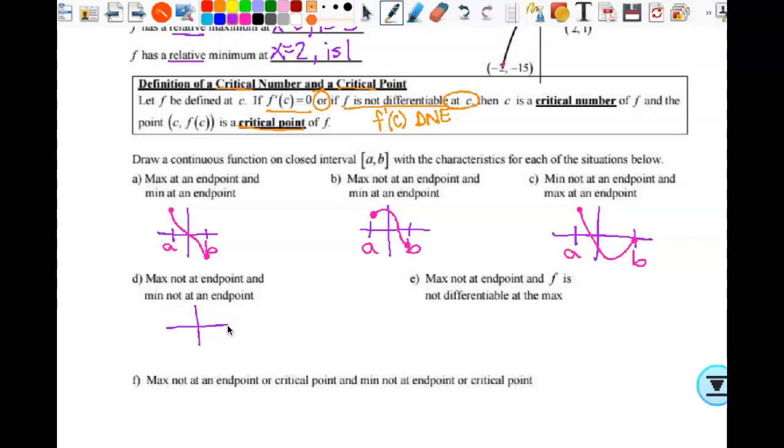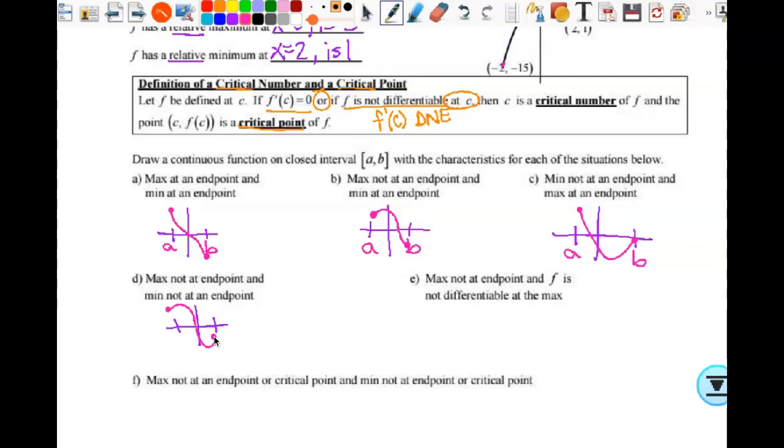Max not at an endpoint and minimum not at an endpoint. That's what I was trying to do over there. Something like that. And you're not always going to have the graph to look at to figure this stuff out, but just see how these things could work.